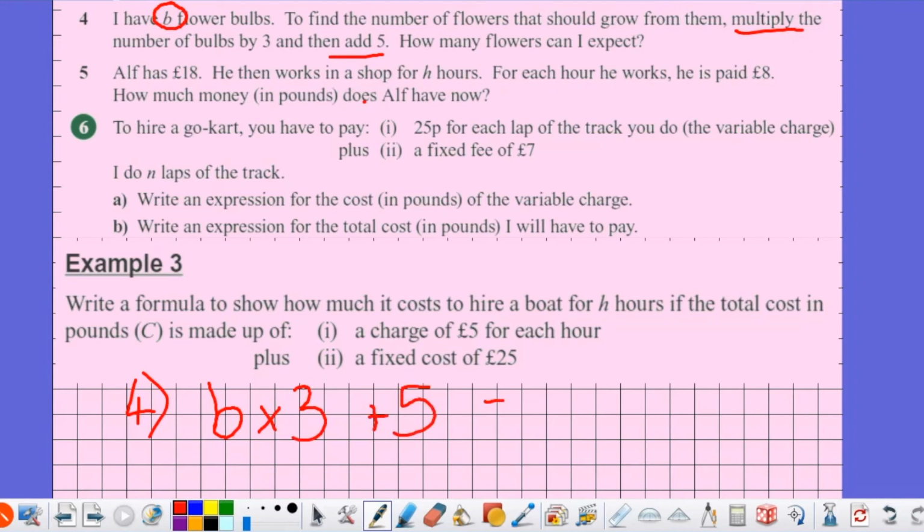So using BIDMAS, B times 3, remember we can swap it round, and the multiplication sign will disappear. So 3 times B, 3 lots of B, that's what this is, 3 lots of B, add 5. I can't combine the 5 with the 3B. That isn't 8B. You put 8B, well, that would be wrong. 3B plus 5 is the correct answer.